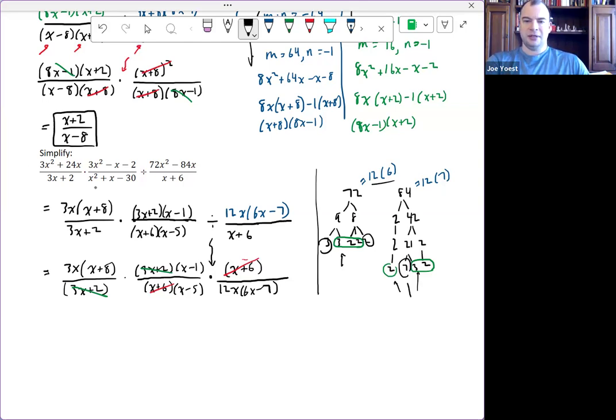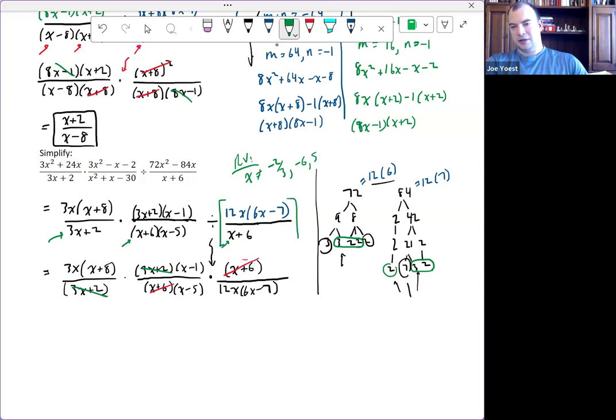Okay, so now that I've got that done, I wasn't worrying about writing out all the restricted values here, but we could. The restricted values, x cannot be, when is this denominator 0? When x is -2/3. This denominator will be 0 if x is -6 or +5. This one, when x is -6, we already got that. But also we're dividing by this entire fraction here. Anytime this entire fraction is 0, we also have a problem, which is when x equals 0, or when 6x minus 7 equals 0. So we have lots of restricted values here. So we could write that out.